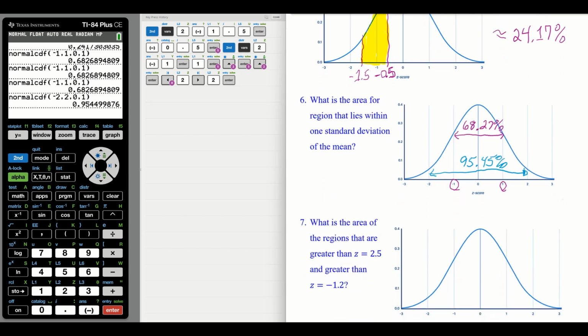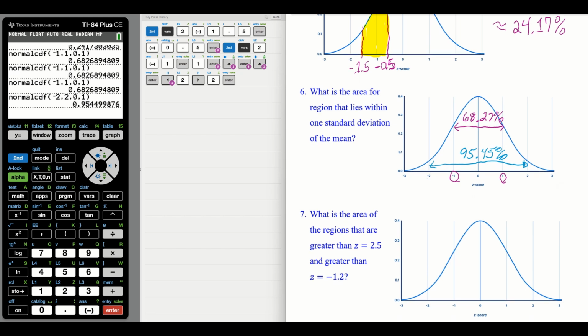Okay. Number 7. What is the area of the regions that are greater than 2.5 and, oh, that should not say greater. Good thing. That's a typo. Less than z equals -1.2. So let's put that in first. -1.2, that'll be somewhere in here. And then 2.5, 2.5, that's somewhere in here.